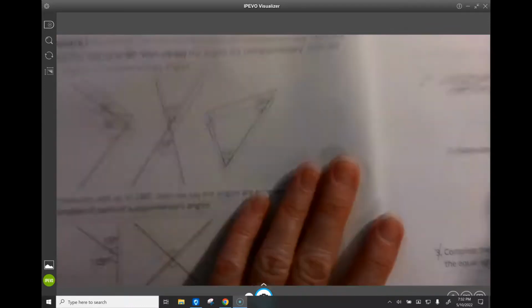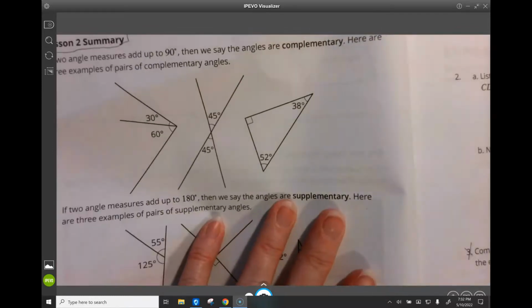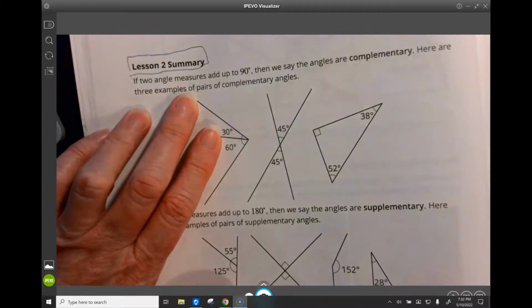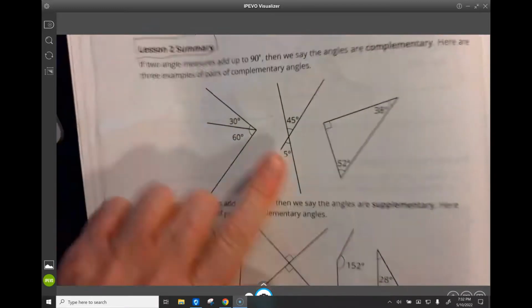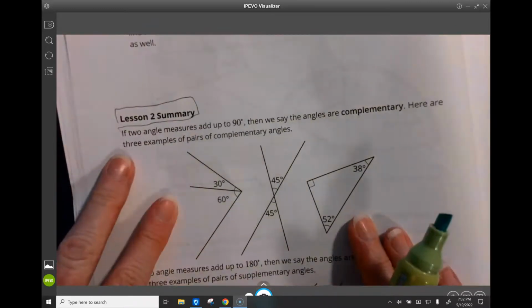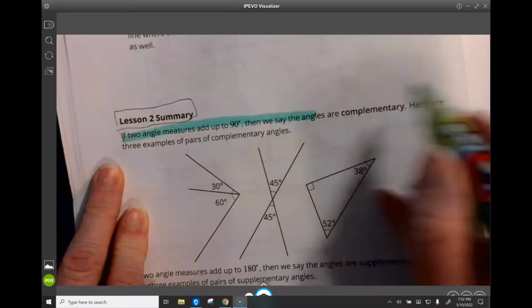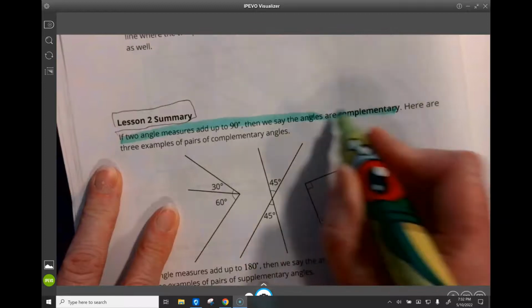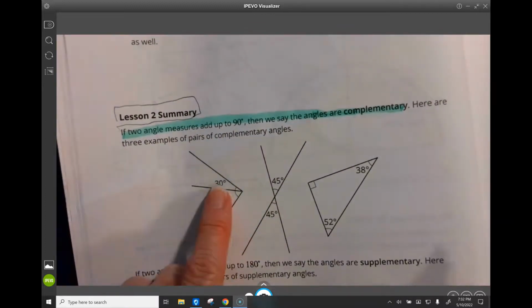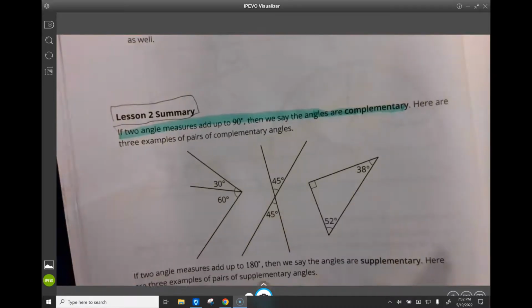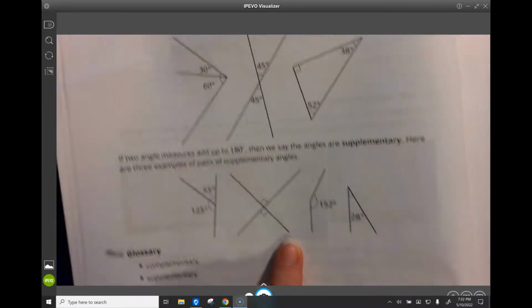Okay, the good news is we're pretty much done with notes, and the homework assignment is short, so you're in great shape. So, just to remind you, and maybe pull out your highlighter right here, if two angles measure up to 90 degrees, then they are complementary. Okay, complementary angles. Good. And here are some examples. 30 plus 60, 45 plus 45, 52 plus 38. Okay, those are all 90 degrees.